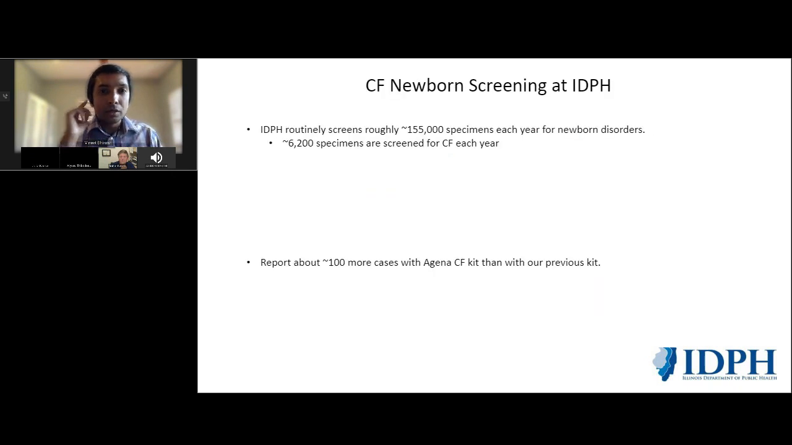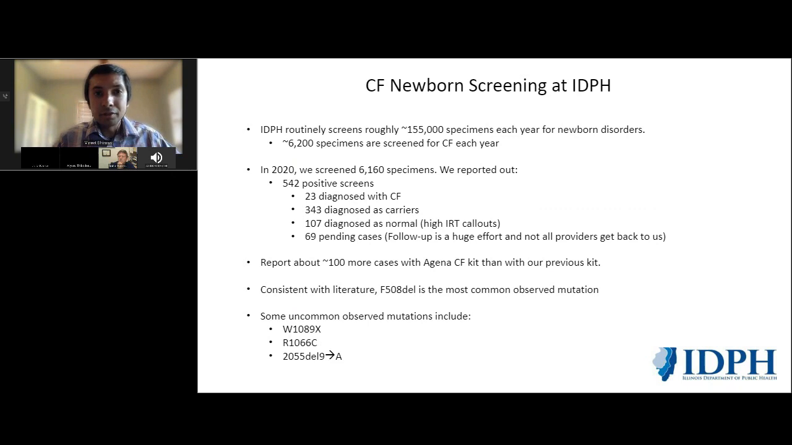And so just to give a brief finale of the volume that we do here at Illinois Department of Public Health. We routinely screen about 155 to 165 thousand specimens each year in our newborn screening program. For cystic fibrosis specifically, that number is about 6,200. So we have a pretty high volume. Illinois is, I believe, the fourth most populous state, having one of the biggest cities, Chicago. So we do have a large population that we have to account for.